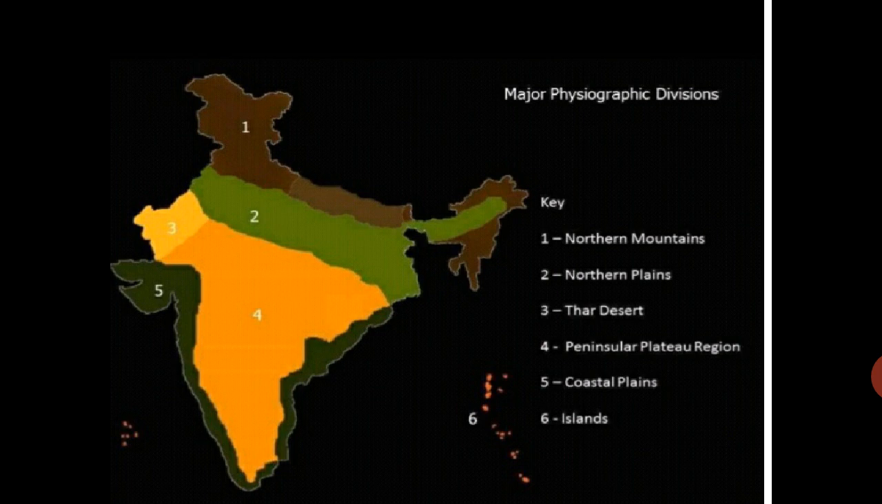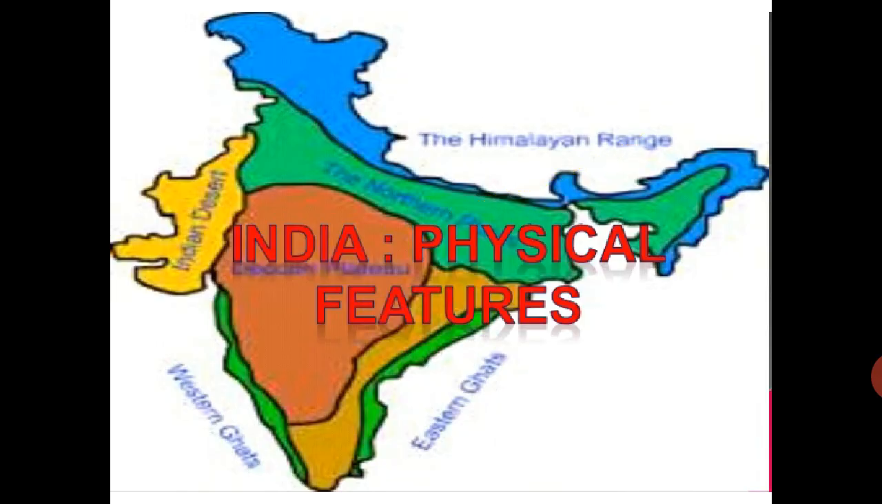In this map also you can see northern mountains. This brownish color is there. Light green color is northern plains. Desert area is this light yellow. Dark orangish yellow is the peninsular plateau, and the dark green is coastal plain, and these are the islands. In this you can also see all the physical features of India.